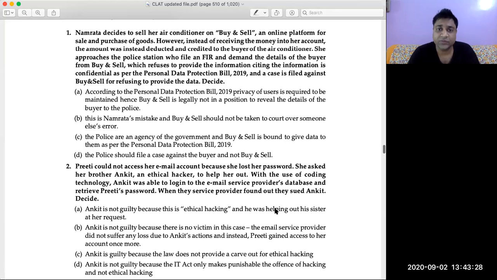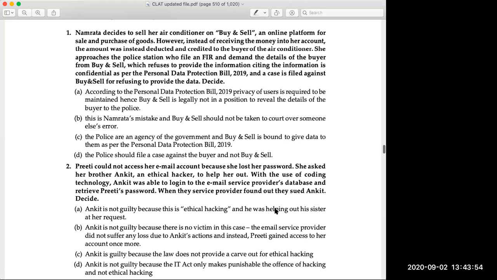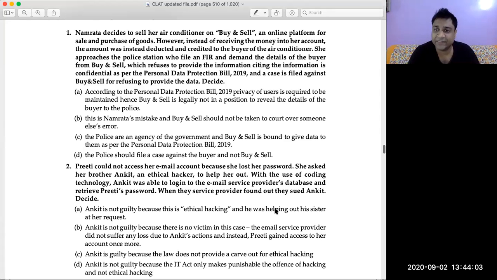Correct. And so, since the police is an agency of the government, suppose Namrata herself went and said, I have been cheated, please give the money, please give the data and the information. Do you think Buy and Sell is bound to give the information in the same case? No. And why is that? Because Buy and Sell is not an agency. The police is an agency. We are not an agency. Exactly. Police is an agency, so they are not bound to give us the data, but certainly they are bound to give the government. Okay. Good.